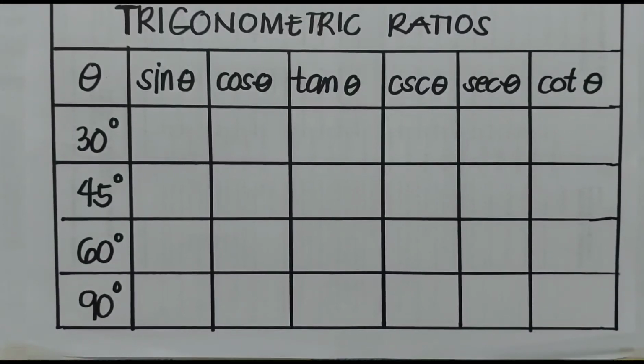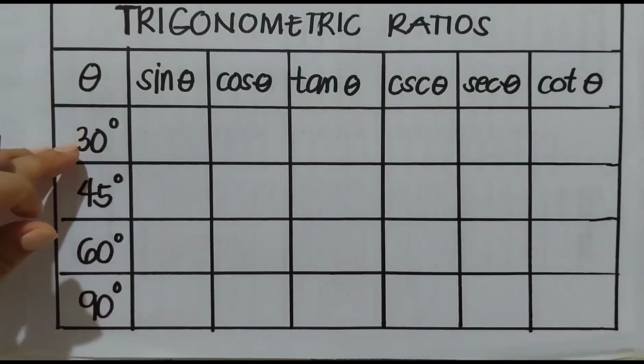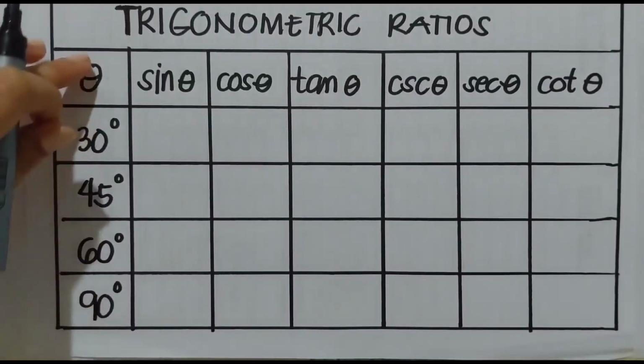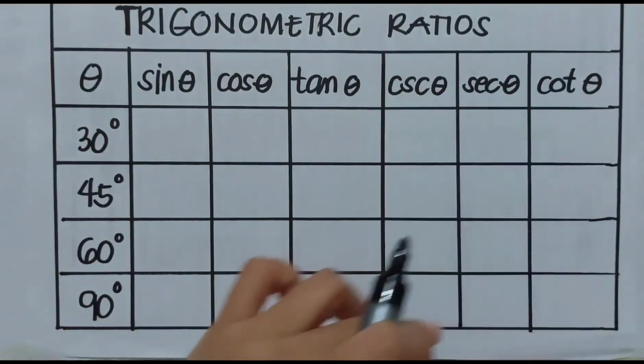Okay, since we have found the 6 trigonometric ratios of a 30 degrees angle, 45 degrees angle, or 60 degrees angle, I also included the 90 degrees angle in our table. So let's summarize so that it would be easy for you to remember and memorize the values. Let's have it here. We have here the angles, and we have here the 6 trigonometric ratios.